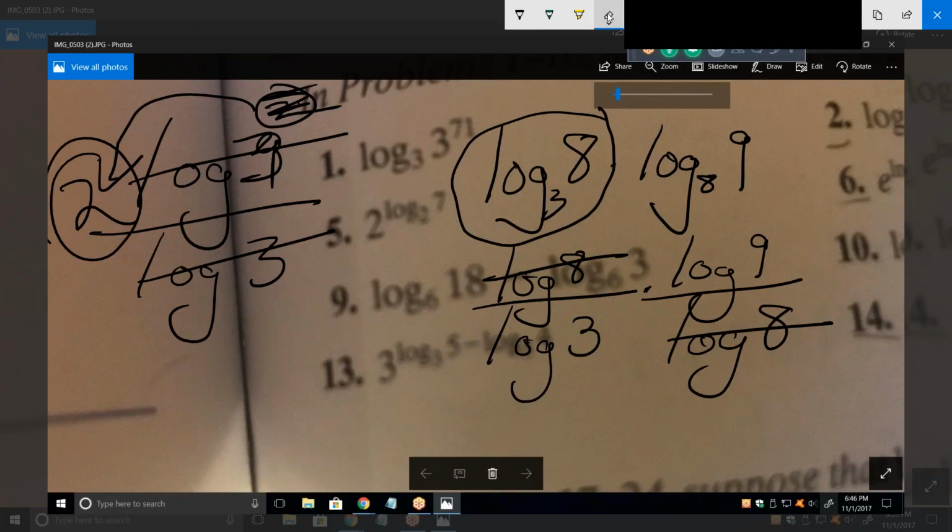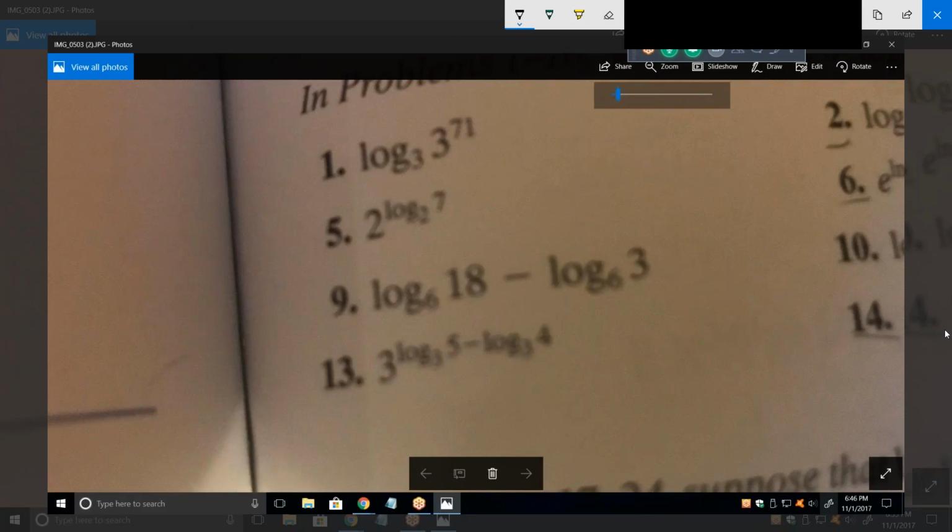There's one more. So it's e to the power of log. Here, I'll just take a picture of it. No, that's all right. Go ahead. We're almost out of time, and unfortunately I have a 7 o'clock.